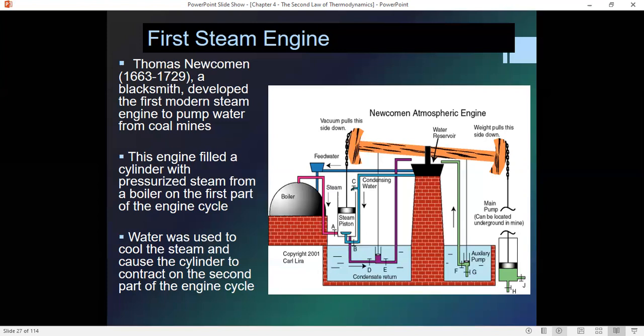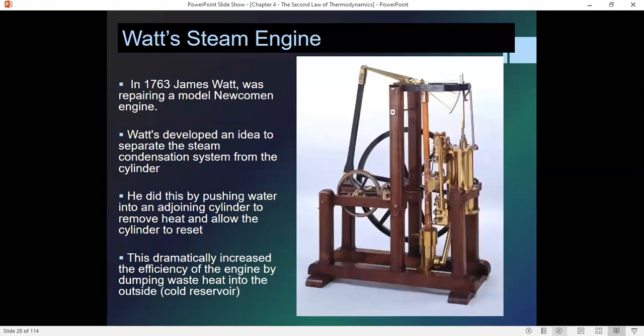So of course, somebody came along and improved on this. And this was James Watt in 1763. He was able to separate the steam condensation system. And in doing so, he greatly improved the efficiency of the engine. What he essentially was doing was making it so much easier to recompress the steam by cooling it or condensing it back into water. Okay, so James Watt, of course, we rewarded his improvement of the steam engine by naming the unit of power after him.